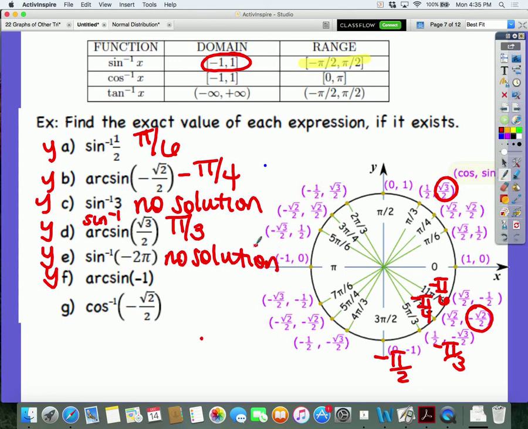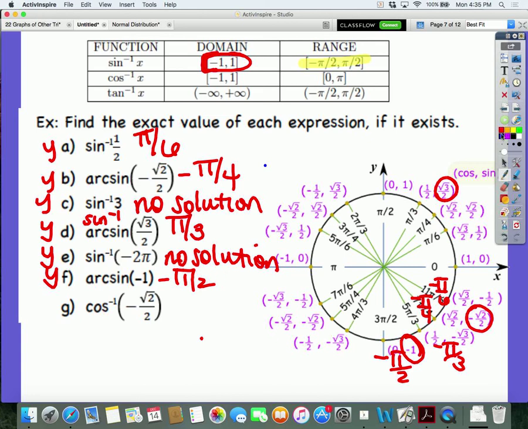Lastly, for the arc sines, we have -1. -1 is included. There was a bracket here. And so where's that y value -1? Right there at negative pi over 2. And that's how you find the exact values of these inverse expressions.